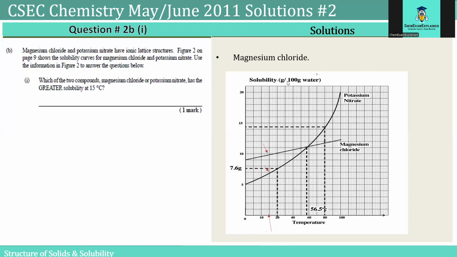So the first thing we want to do is to find the temperature, 15 degrees Celsius, and it is right here. We are then going to be looking at that value for potassium nitrate and compare it with the value for magnesium chloride. And you'll see that magnesium chloride would dissolve a greater mass of salt in 100 grams of water than the potassium nitrate. Therefore, magnesium chloride would have the higher solubility at 15 degrees Celsius.